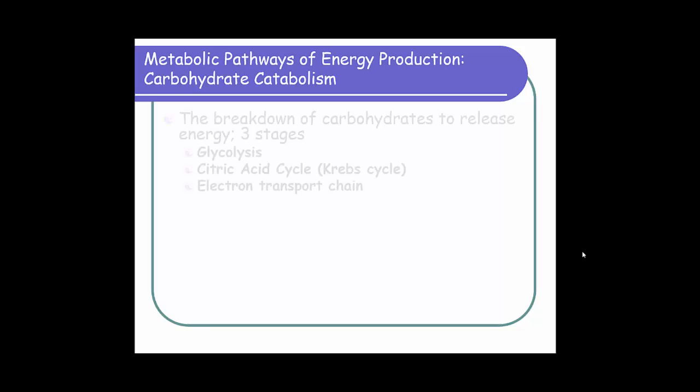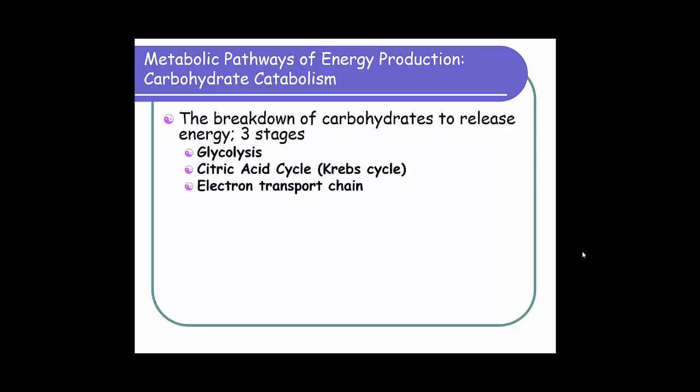Carbohydrate catabolism. The breakdown of carbohydrates within cells to release energy to generate ATP is broken down into three stages: glycolysis, the citric acid cycle, which the old term was the Krebs cycle, and the electron transport chain. We'll look at each of these in detail.